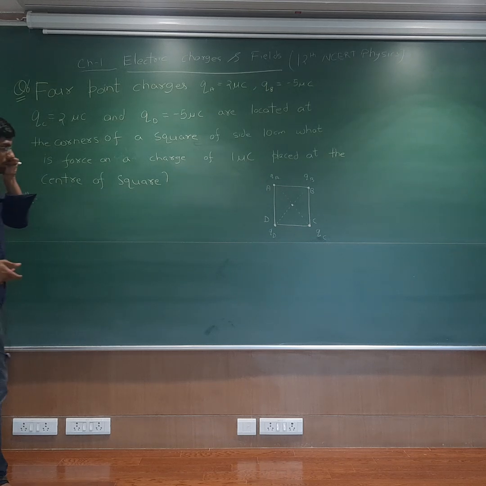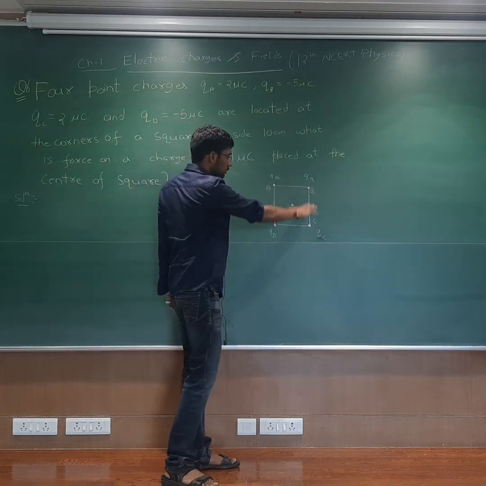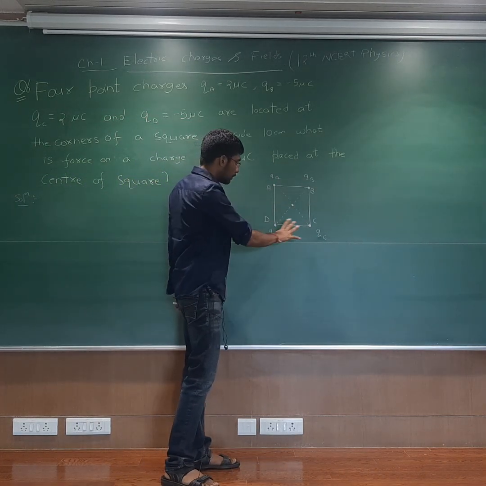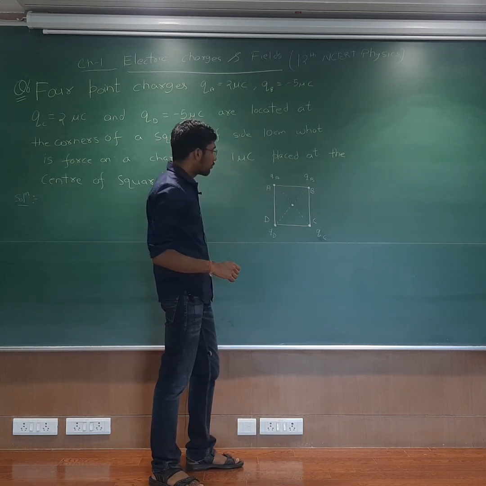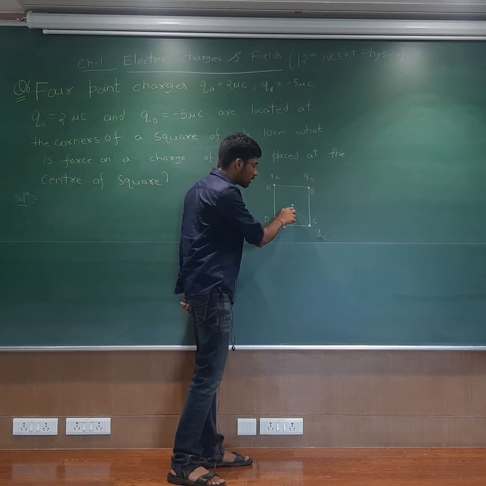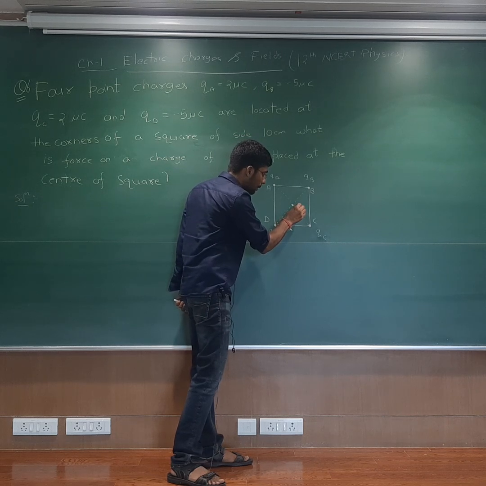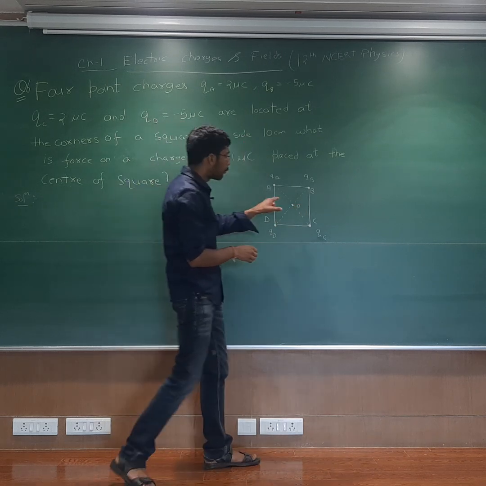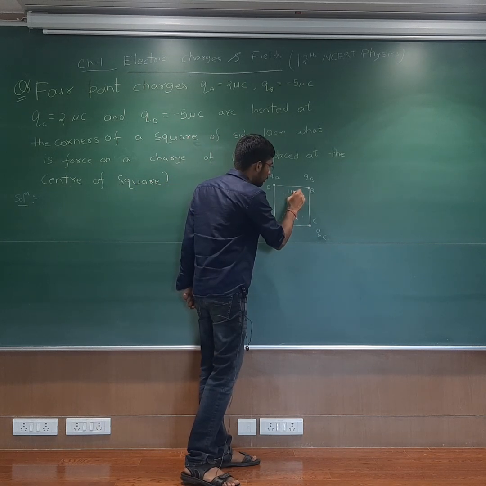So I have been given 4 charges which are placed at the corners of a square. This is my square and 4 charges are placed according to their positions. I have to find the net force on this charge placed at the center of this square. Let this point be O, and the charge placed here is 1 microcoulomb.